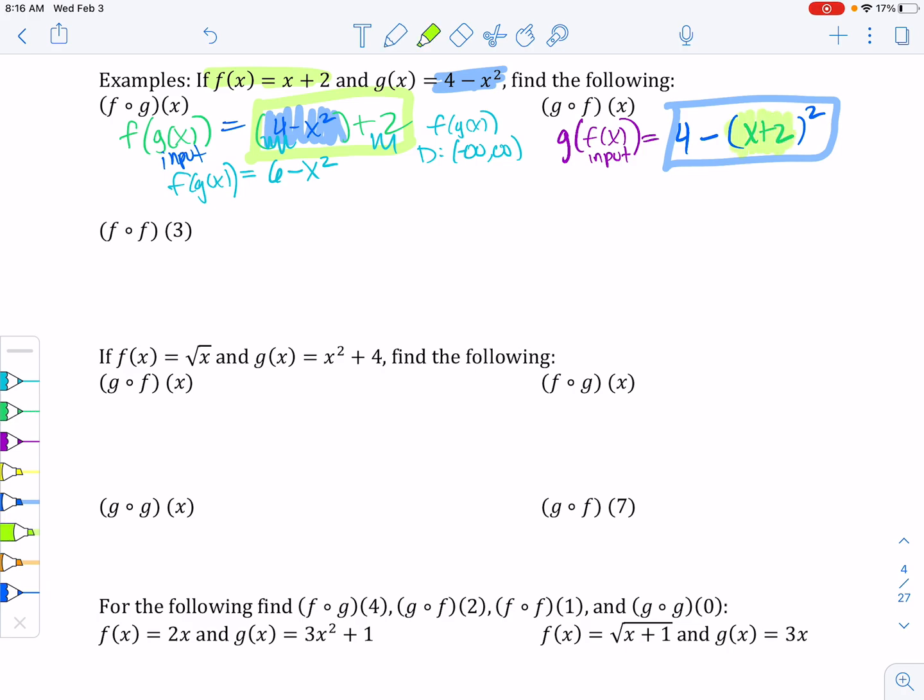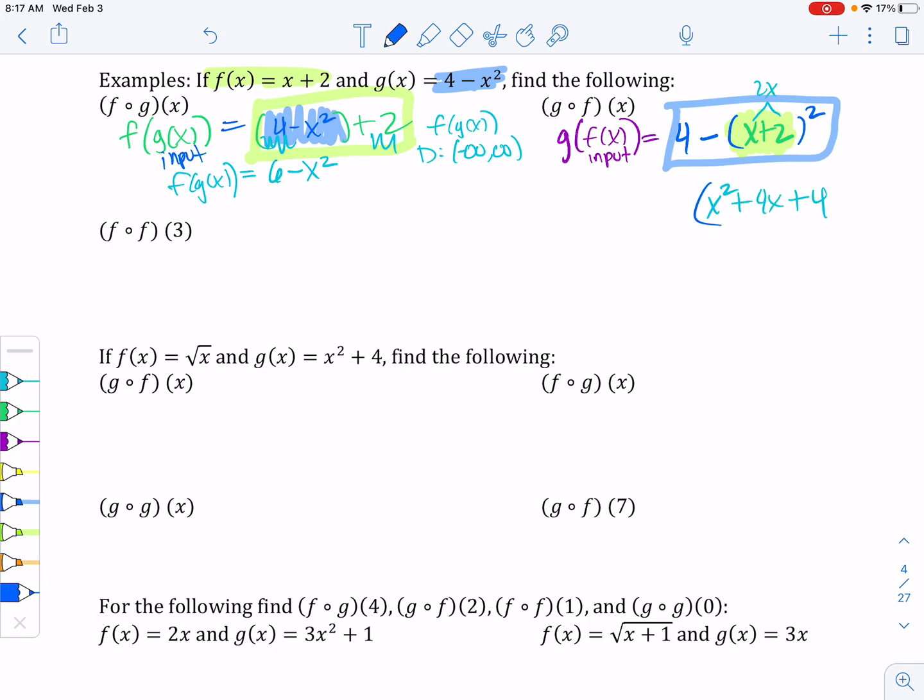So here, when I plug this in, we have to square this first, then multiply by this negative, and then add the 4 to it. Remember, when we square a binomial, you square the first. So if I square x, that's x squared. You square the last, so we square 2, which is 4. And then you do twice this product, which is 2x. So we get 4x in the middle.